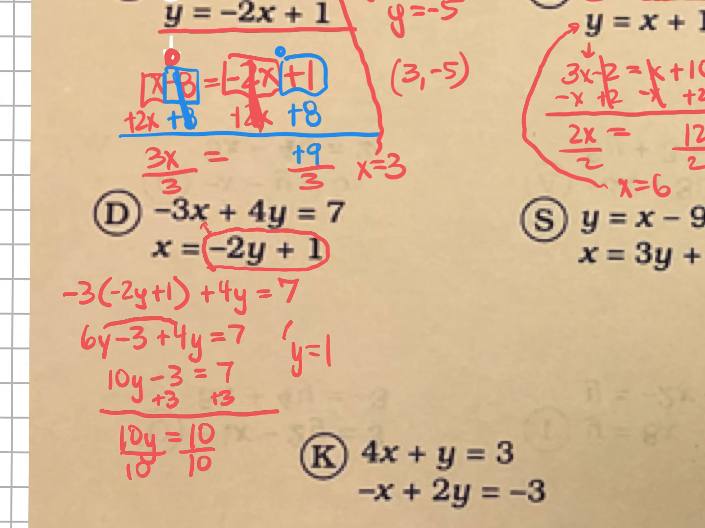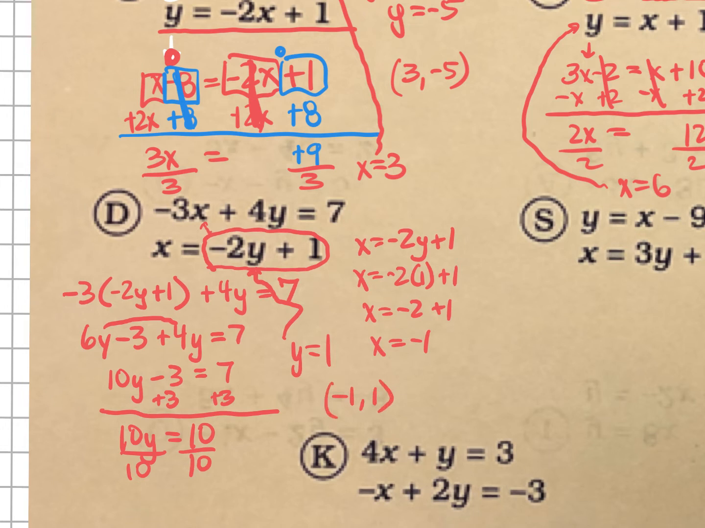So I'm going to use this and plug this in right there. So x equals negative 2 times y plus 1, but the y is 1, so x equals negative 2 times 1 plus 1. X equals negative 2 plus 1. X equals negative 1. So the answer is negative 1 comma positive 1. We always write the x first. And is that there?